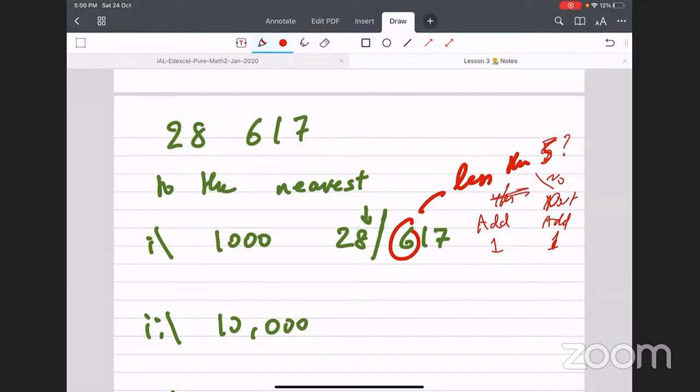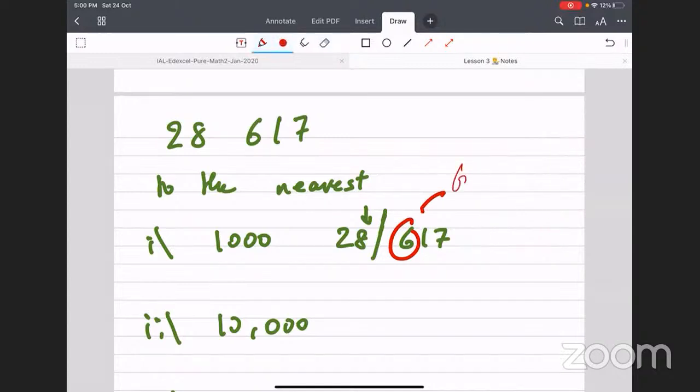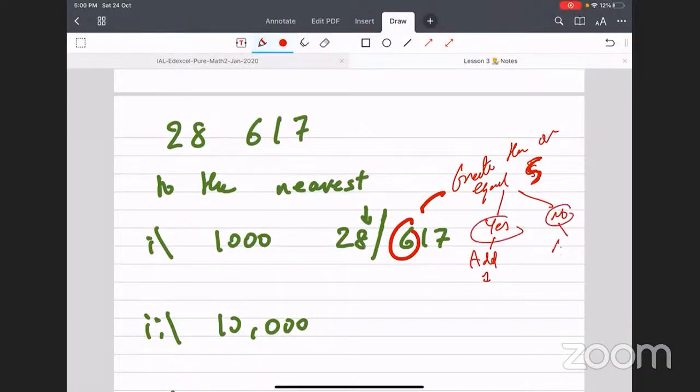Sorry, I messed up. One minute. Very sorry. If it's greater than or equal to 5, if yes, add 1. If no, do nothing. So is 6 greater than 5? Yes. So I will add 1 to the 8. Add 1, so it'd be 29,000.